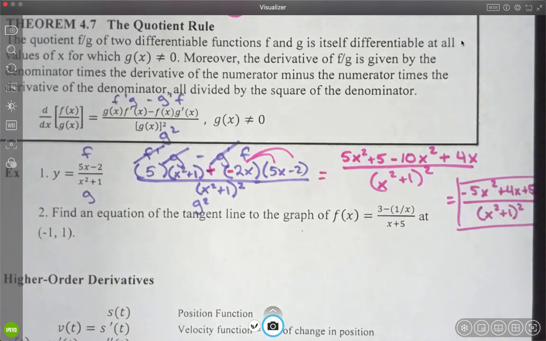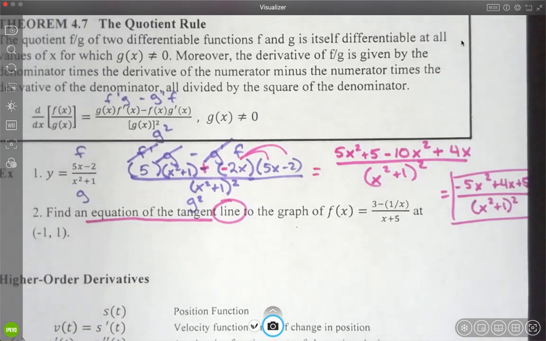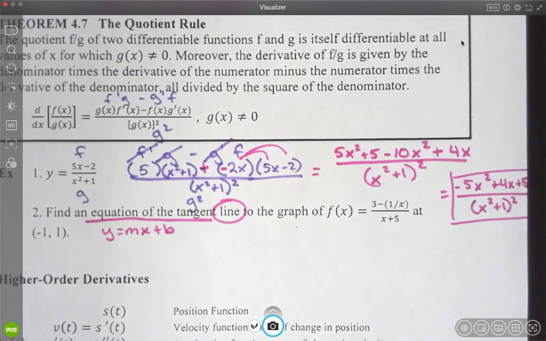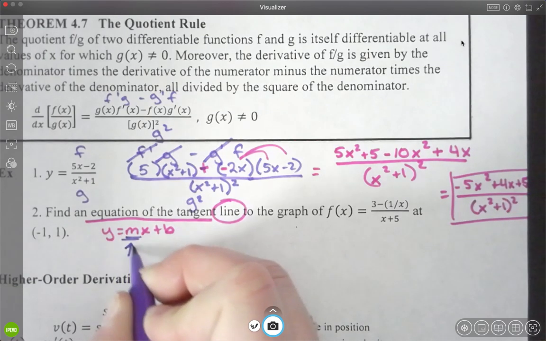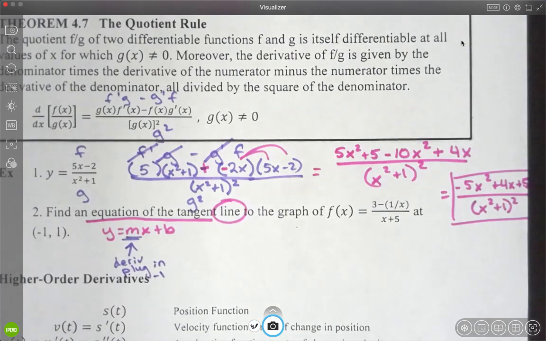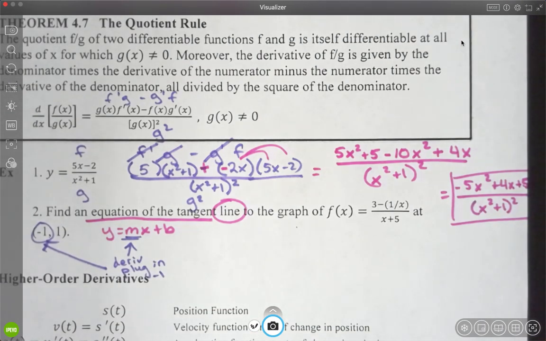Okay, find an equation of the tangent line. We need the whole equation. What's an equation of a tangent line look like? What's the equation of a line? Y equals mx plus b. Okay? So we need the whole darn thing. We're going to find what first? M. We're going to find m first. Okay? And to find m, we take the derivative and plug in negative 1. Negative 1 because it comes from there. Okay, so we take the derivative of that top thing, and then we're going to plug in negative 1.